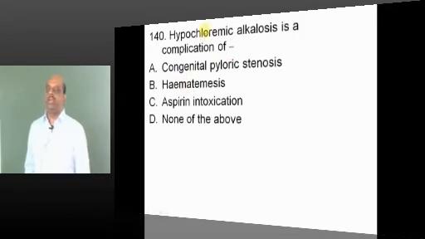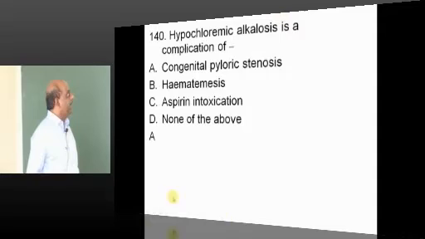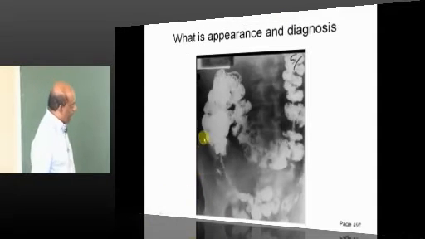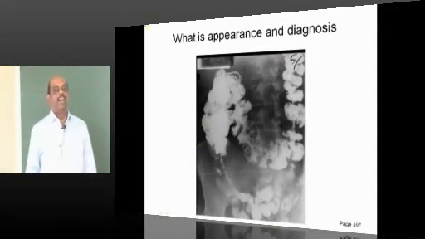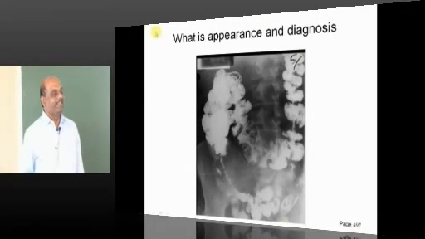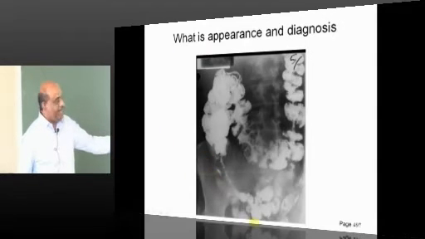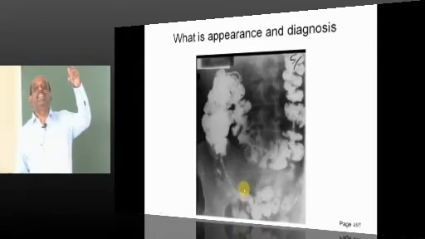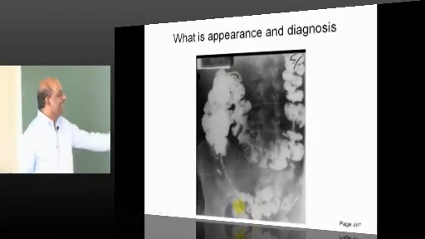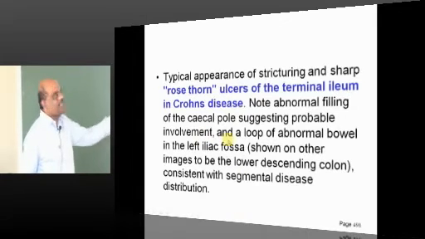What is your answer, doctor? A. Congenital hypertrophic pyloric stenosis, ये बोलो, what is this appearance? As in too many barium studies. This is a little longer. String sign of Kantor. Rose thorn, where is the rose? That's right. The rose thorn is true, which is typical of Crohn's.